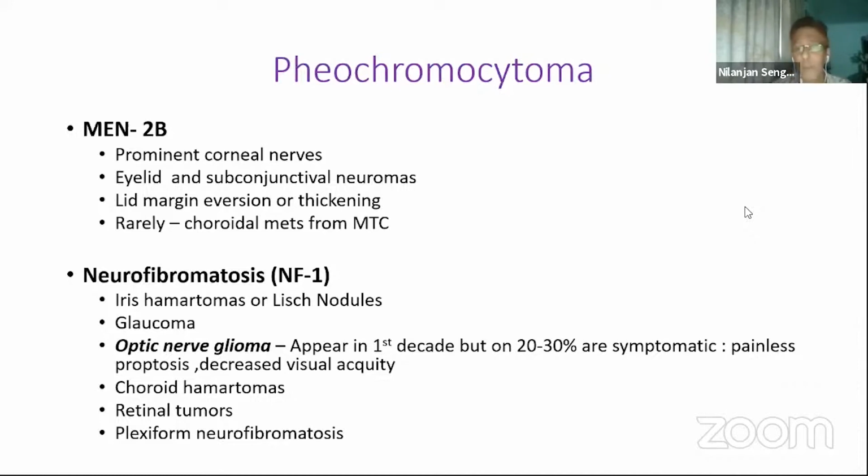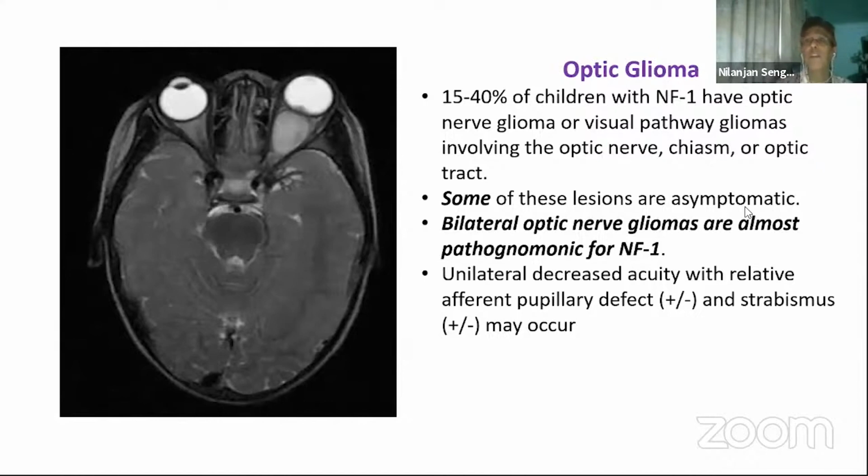I think we had an excellent quiz question on optic nerve glioma. Mind it, only 20 to 30% are symptomatic. So optic nerve glioma may be asymptomatic too, can present with painless proptosis with or without visual impairment. So 15 to 40% of children with neurofibromatosis 1 have optic nerve glioma. Some of these lesions are asymptomatic, that is, not all are symptomatic. Bilateral optic nerve gliomas are almost pathognomonic for neurofibromatosis 1. And unilateral decreased visual acuity with relative afferent pupillary defect may occur.